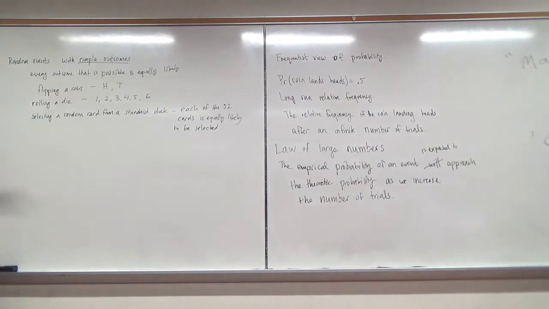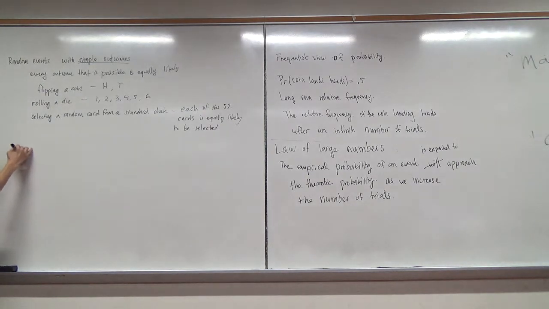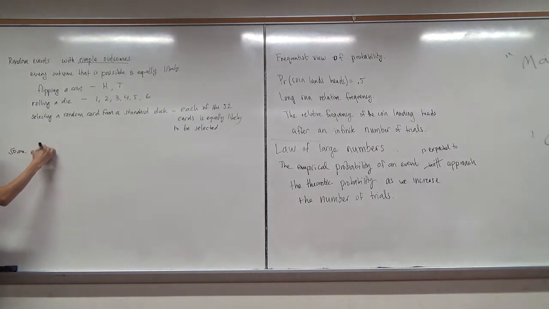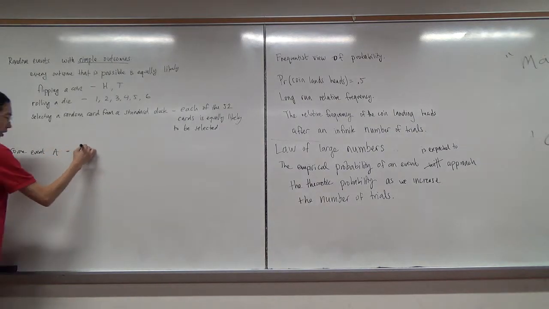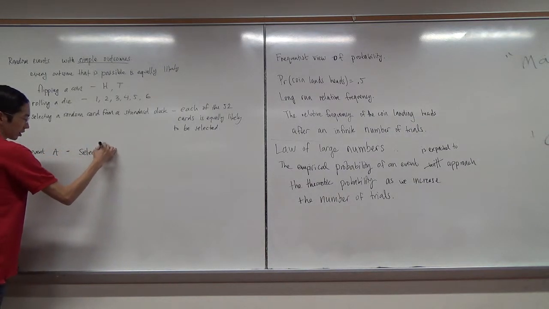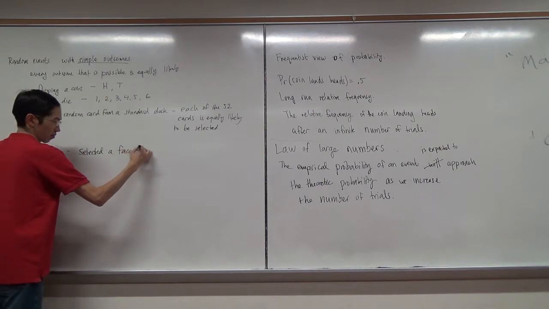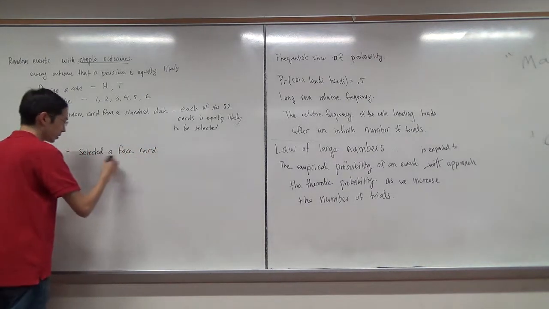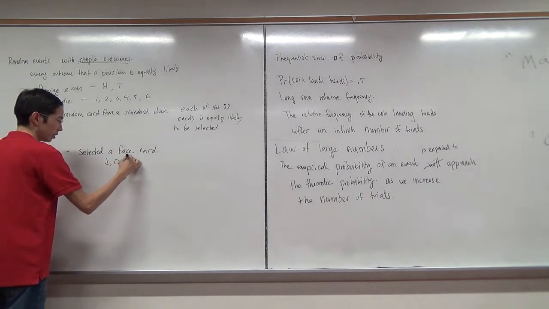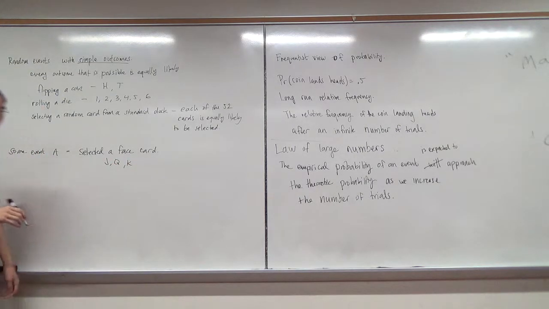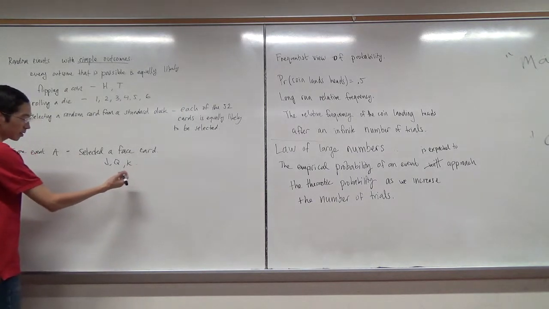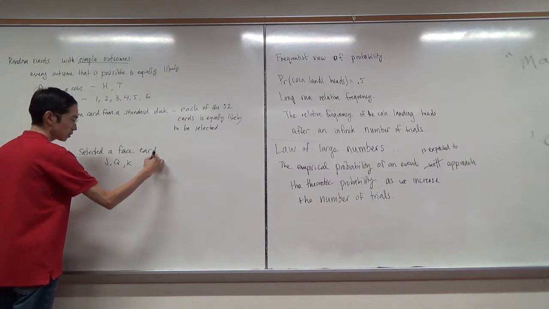Okay, and so if we group some of these together into a single event, we could define some event A as maybe we've selected a face card. So a face card is the Jack, Queen, and King. Aces are not face cards. There's no face on the ace. It's a high value card. So face card, Jack, Queen, King in each of the 4 suits.